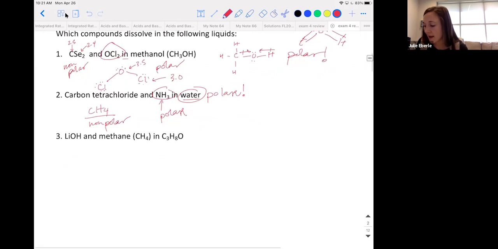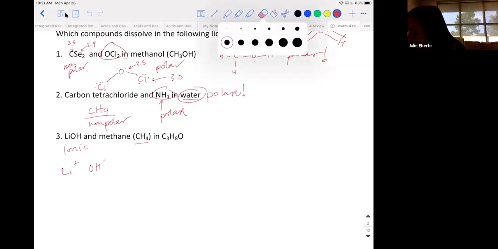And then we got LiOH. This is ionic. I got Li plus and OH minus. So remember, polar and ionic compounds dissolve in solvents that are polar. Nonpolar compounds dissolve in solvents that are nonpolar. Methane, CH4. Oh, why did nobody correct me? It's not CH4. This is CCl4.